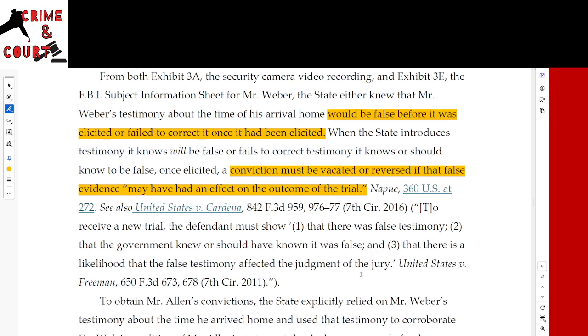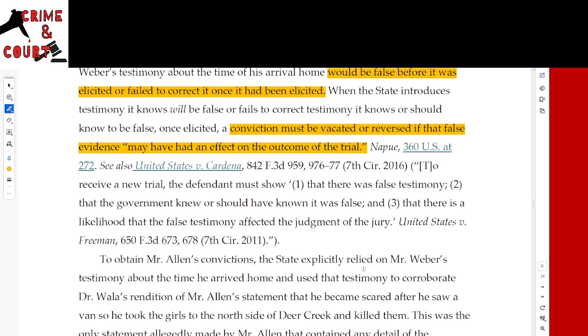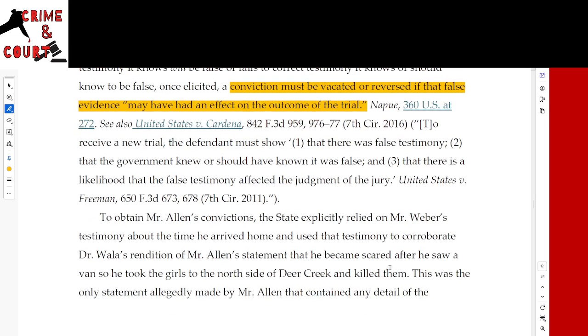To receive a new trial, the defendant must show one, that there was false testimony, two, that the government knew or should have known it was false, and three, that there is a likelihood that the false testimony affected the judgment of the jury. To obtain Mr. Allen's convictions, the state explicitly relied on Mr. Weber's testimony about the time he arrived home and used that testimony to corroborate Dr. Walla's rendition of Mr. Allen's statement that he became scared after he saw a van, so he took the girls to the north side of the creek and took their lives.